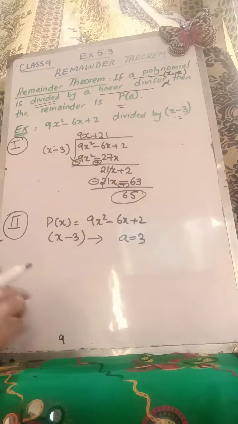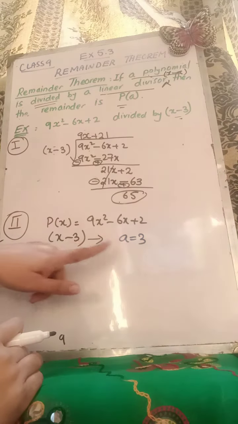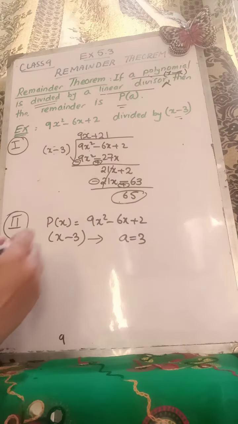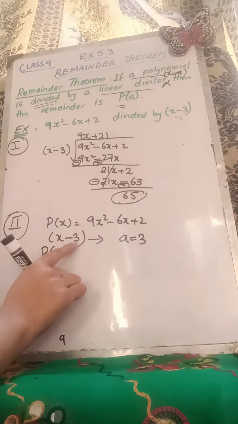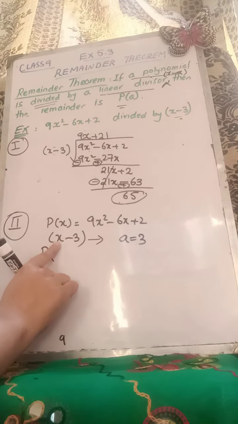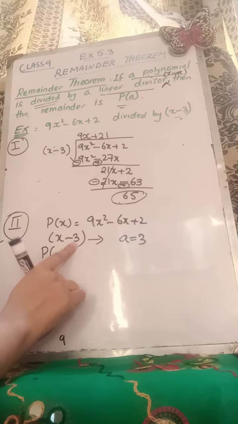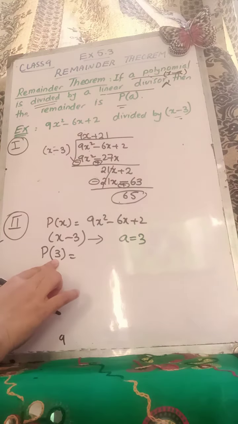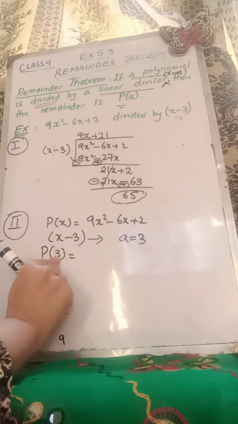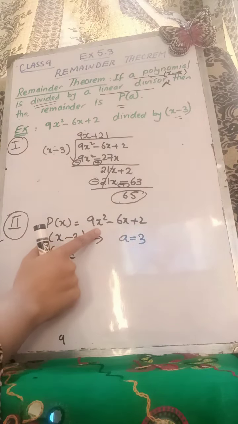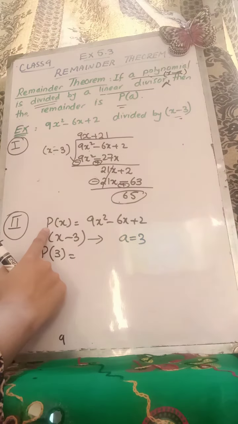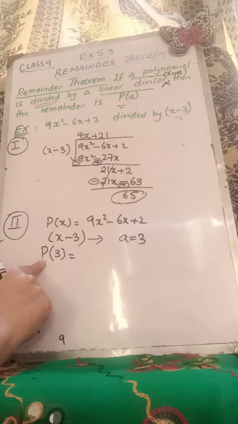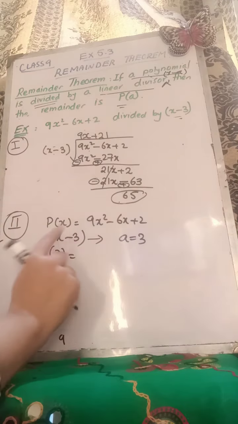Let me write over here the general form of the linear divisor so it becomes more clear. Here in place of a we have 3. So in order to get the remainder, we are going to take this number, which is being subtracted from x, and find the value of this polynomial at the point 3. Finding the value means that you have to put 3 in place of x over here. This is what we call finding the value of the polynomial at the point 3. I'm just going to replace this x by 3.